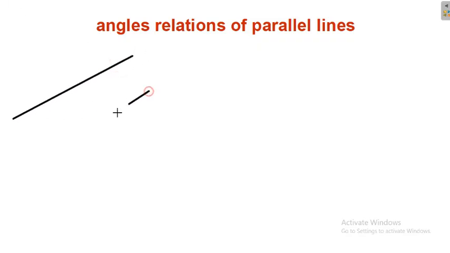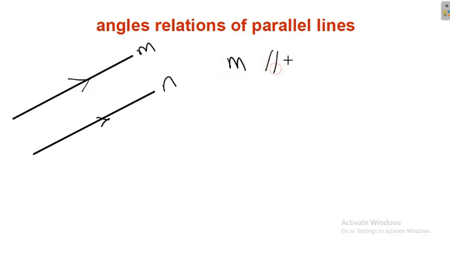Like, let's erase this line. Like these two lines, line M, line M. If I put these two arrows, that means line M parallel to line M, and this sign above the letter means straight line.